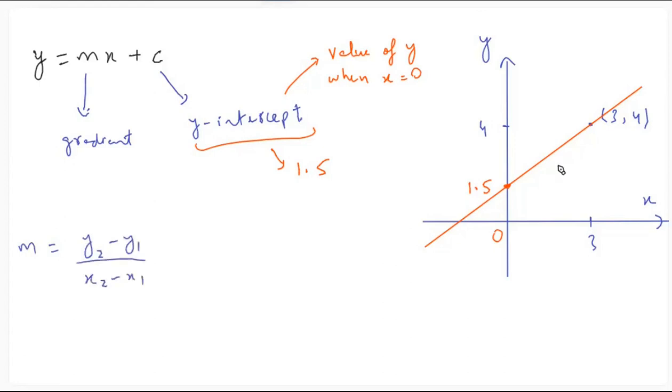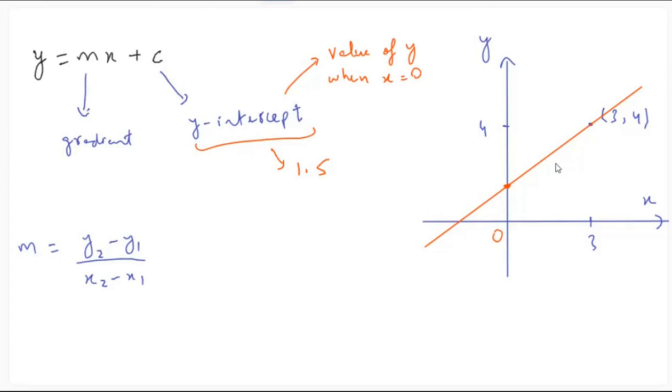अच्छा, क्या हमारे पास दो पॉइंट्स हैं? हमारे पास सिर्फ एक पॉइंट है, 3 and 4. What is the other point? The other point is 0 and 1.5. Exactly. So ये जो हमारे पास 1.5 है यहाँ पे, इसको हम लिख सकते हैं.